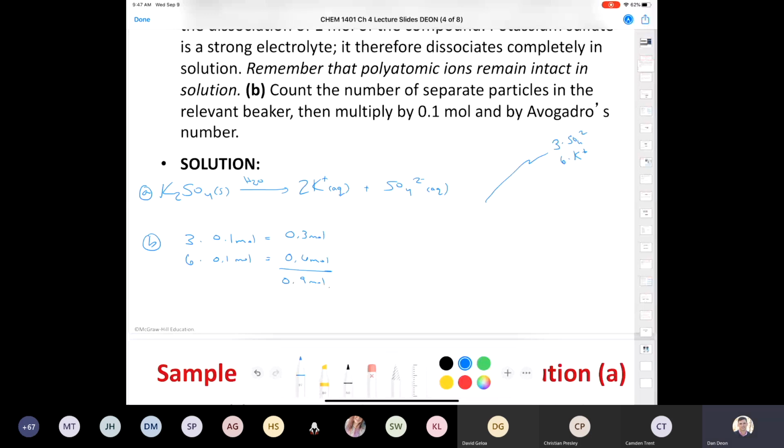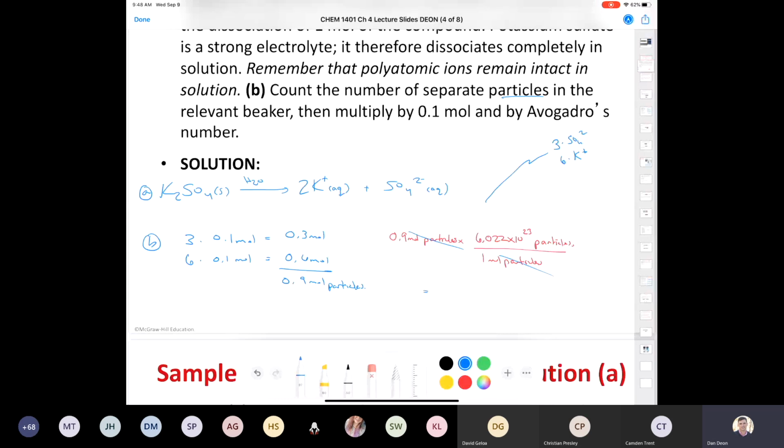Now it's asking me to count the number of separate particles. So if I have a total of 0.9 moles of particles, what am I going to have to do? I'm going to have to multiply those by Avogadro's number. And if you're wondering why, it's because I know that I have 0.9 moles of particles, and I'm going to multiply that by 6.022 times 10 to the 23 particles in 1 mole of particles, like that. And then you can see that moles of particles cancel out. We end up with the number of particles.